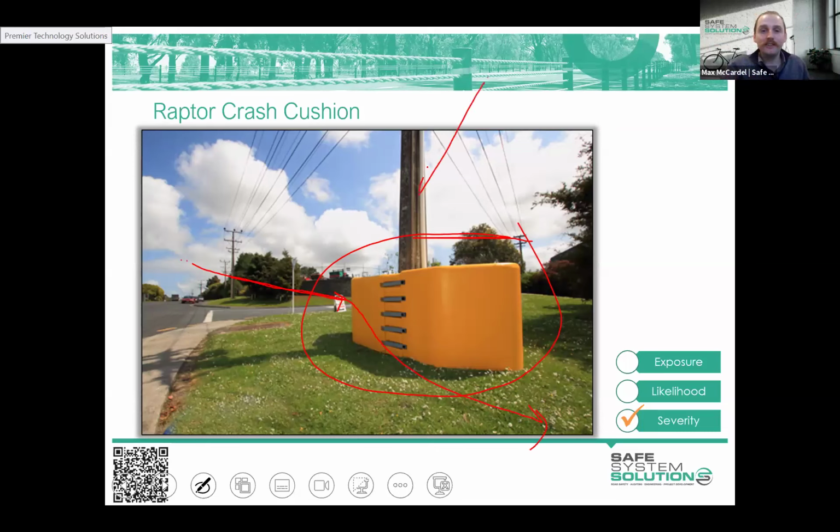Unfortunately, utility providers are not overly enthusiastic about you touching their pole. It can be really hard to have these discussions and say, I want to put a Raptor crash cushion here, because of the risk. Sometimes utility providers are like, nah, I've got assets I need to get to. Don't put it there. But in terms of safe system thinking, and if you're completing a safe system assessment, by all means recommend these as possibilities because they do offer safety benefits.